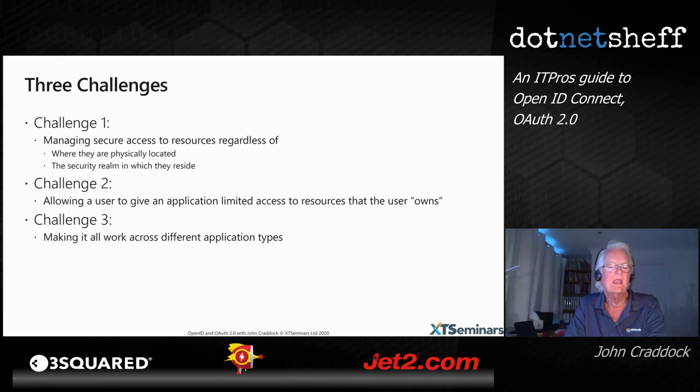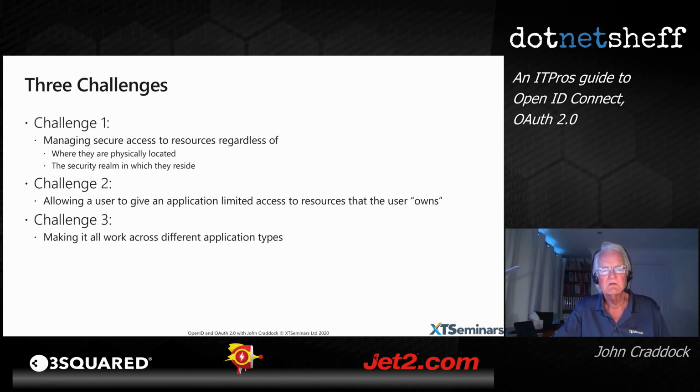Challenge 2 is allowing a user to give an application limited access to resources that the user owns. A social media style example would be you've got your pictures on Facebook, and you've got a printing service that you want to print your pictures that are on Facebook, but you just want to give that printing service limited access to your resources. And challenge 3 is making it work with lots of different application types.